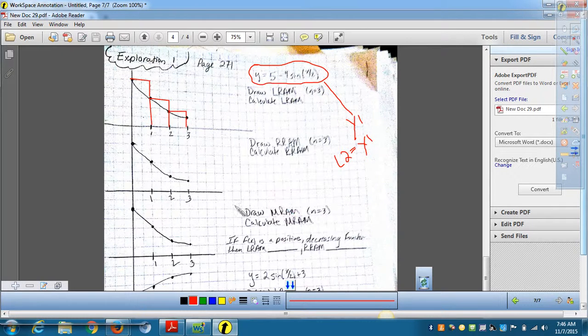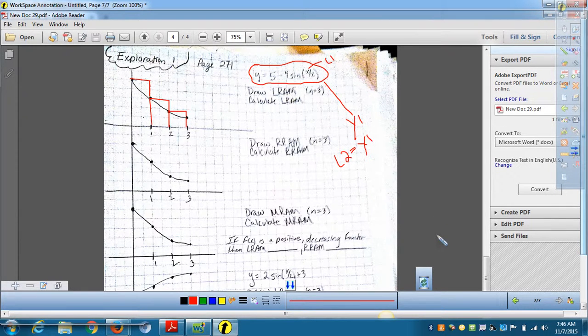All right, then after you do these three with this function, 5 minus 4 sine x over 2, the other thing you have to do is if f of x is a positive decreasing function like the one we have here, then for LRAM, I want to know if it is an overestimate or an underestimate. And I want to know if RRAM, the right side approximation, is an overestimate or an underestimate. One other thing to clarify, when you put this equation in y1, you will not be typing x here, you will be typing L1. And then let L2 equal y1.